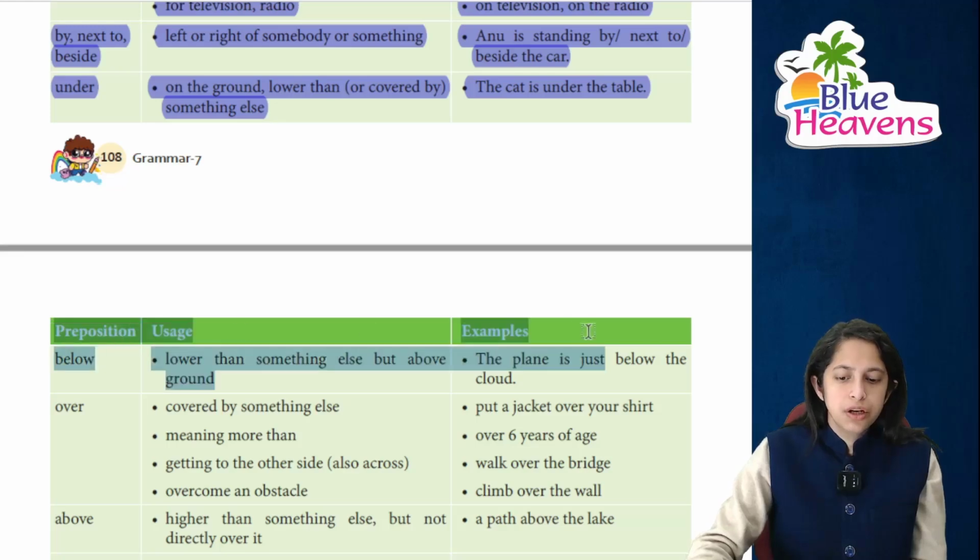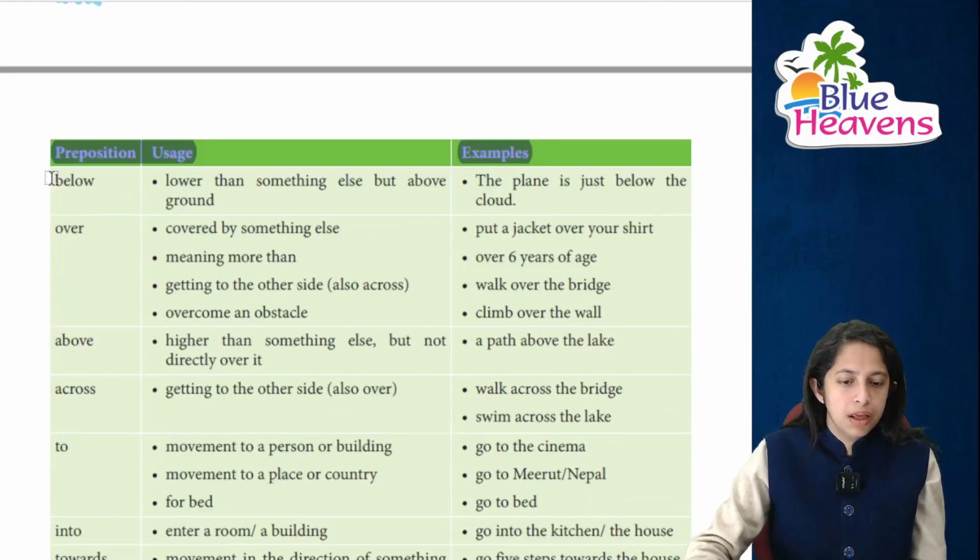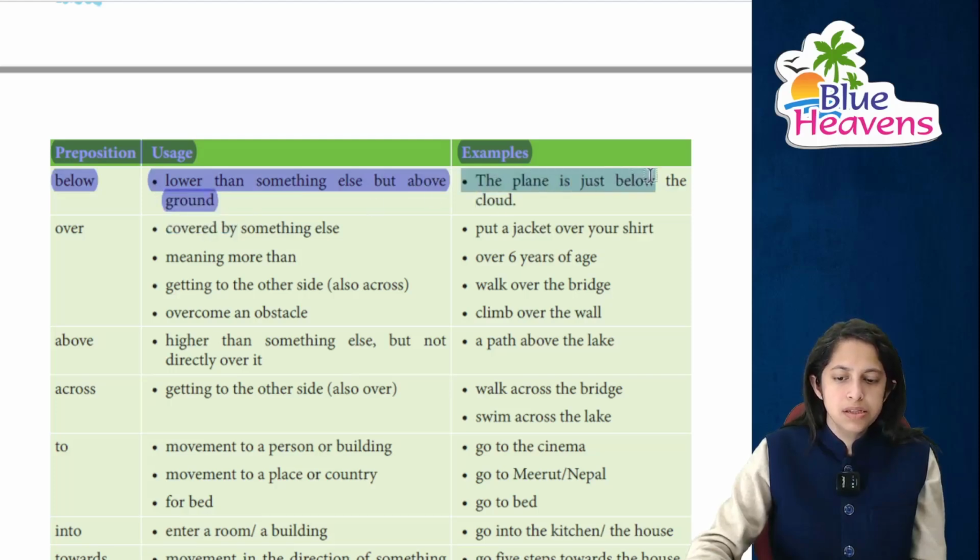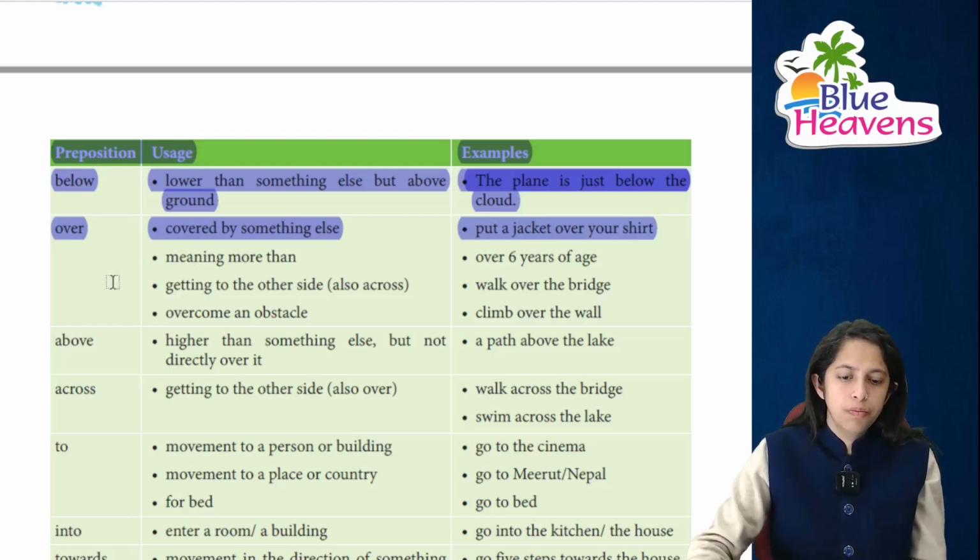Next is preposition के usage और again उसके example. Below में देखिए, lower than something else but above ground, ground से ऊपर. The plane is just below the cloud. Cloud से नीचे है. Over, which is covered by something else, जैसे कि put a jacket over your shirt. Shirt के ऊपर jacket पहन लीजिए.